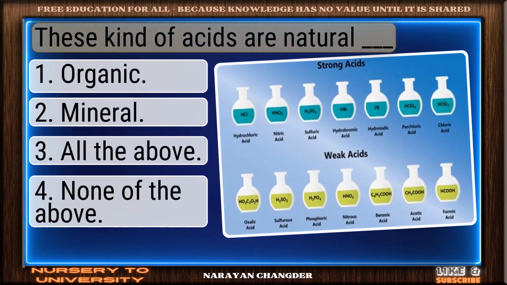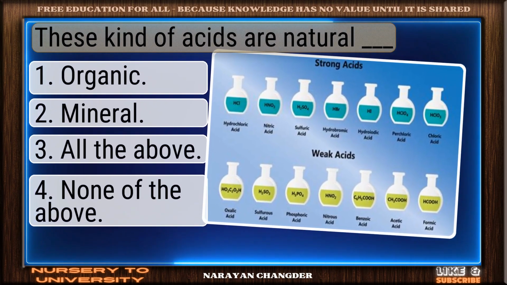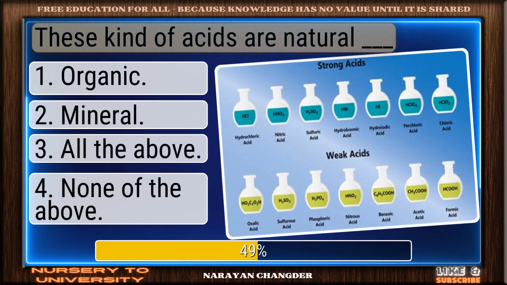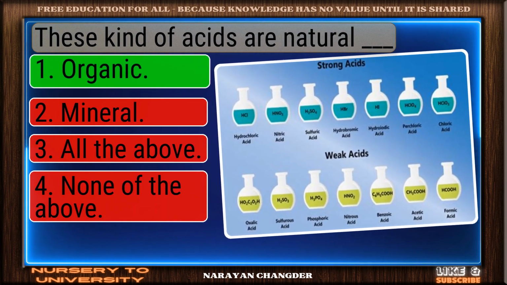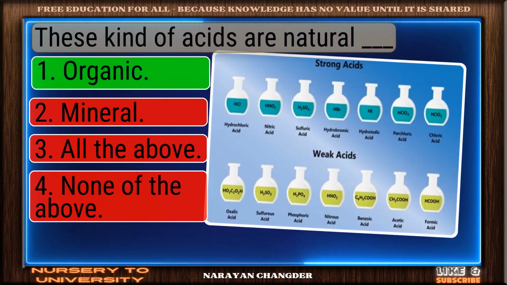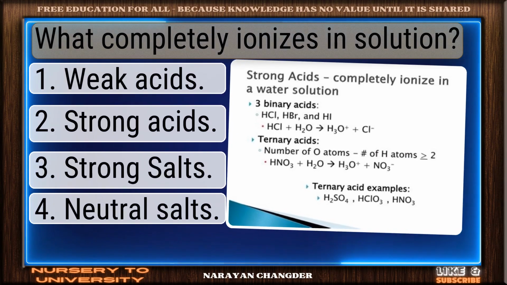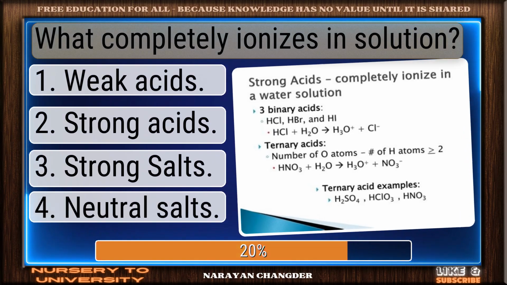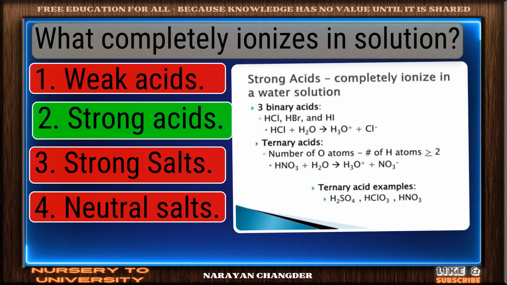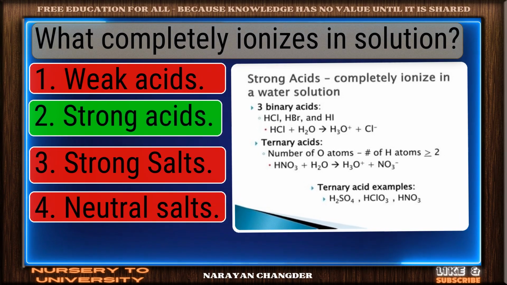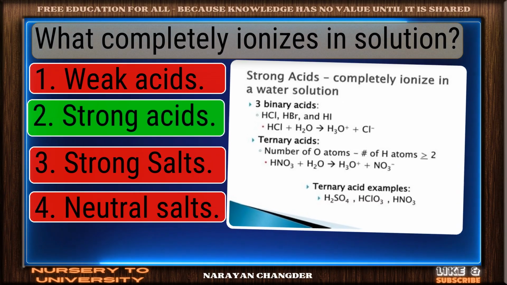Question number 43. These kinds of acids are natural, dash. Smart pick. Organic is the correct choice. Question number 44. What completely ionizes in solution? Solid response. Strong acids is a valid choice.